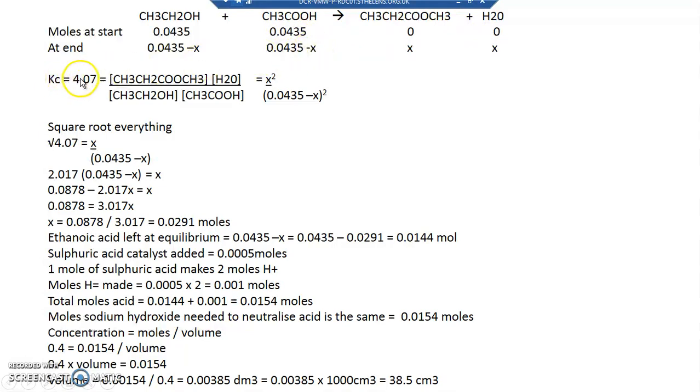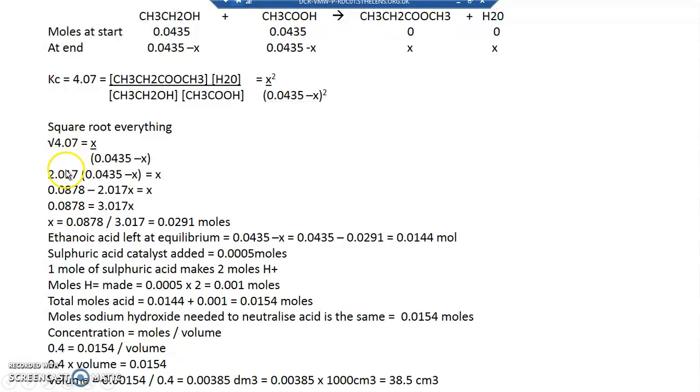Now if I've got my equilibrium constant, which equals 4.07, and it's the concentrations of the product divided by the concentrations of the reactants, then the concentrations of each of these are X, so that's X squared, divided by 0.435 take away X, and it's the same in both cases. Then if I square root everything, I'm allowed to do that. Square root of 4.07 equals the square root of X squared, which is X, over the square root of 0.435 take away X squared, which is 0.435 take away X. So I've just removed the squareds.